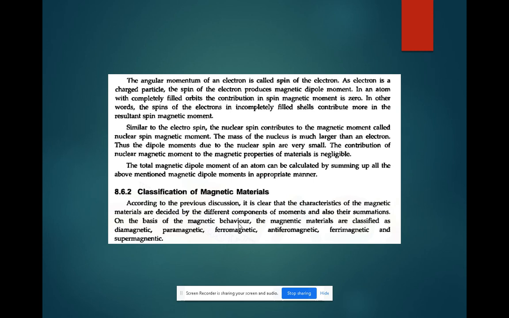Now we are going to see the classification of magnetic materials. What are the magnetic materials available? Based on their magnetic behavior, magnetic materials can be classified into diamagnetic, paramagnetic, ferromagnetic, antiferromagnetic, ferrimagnetic, and superparamagnetic. These are the classifications of magnetic materials.